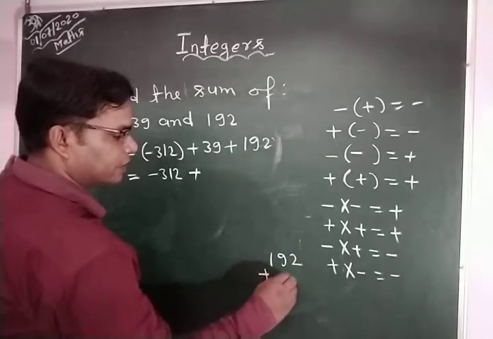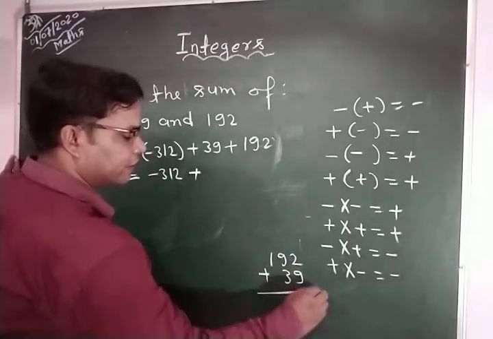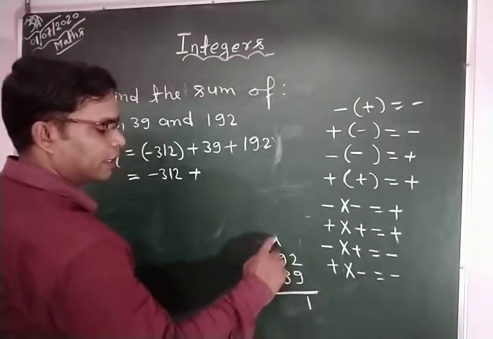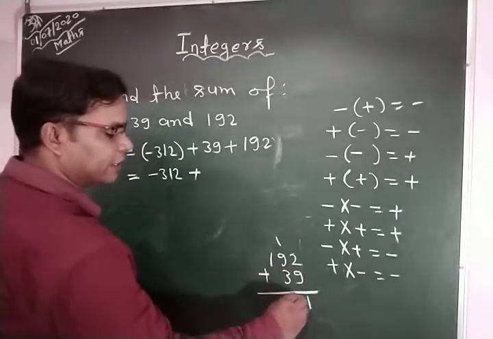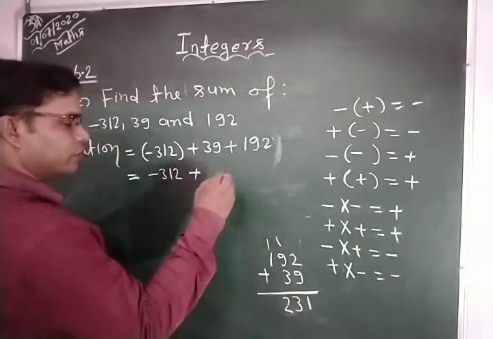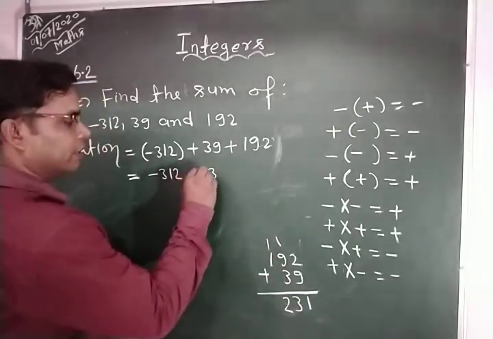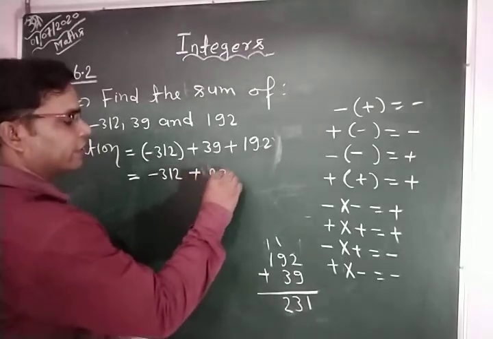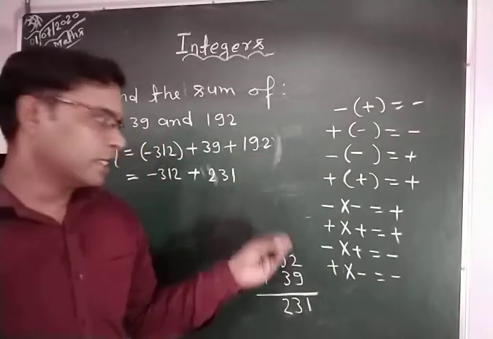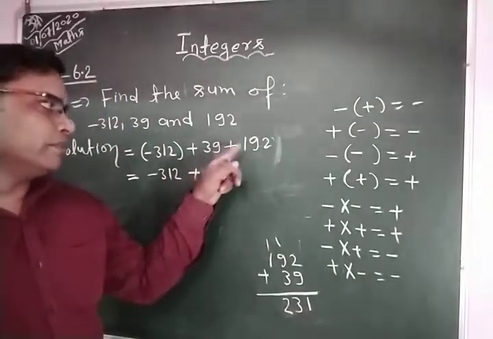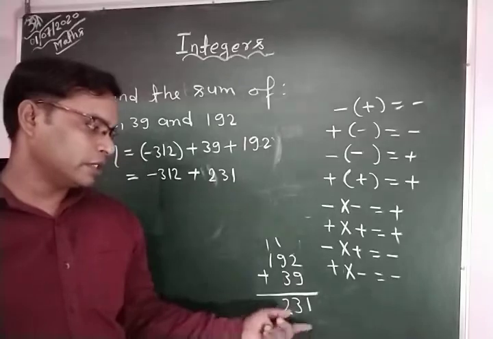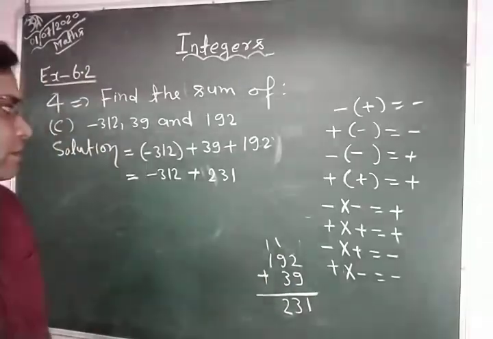So we can sum 192 plus 39. This is equal to 2 plus 9 is 11, carry 1, and 9 plus 3 is 12, plus the carry 13, also carry 1, 1 plus 1 is equal to 2. This is equal to 231. Clear? Both are positive, so first we sum them. 39 plus 192 is equal to 231. Here we sum them. Clear?